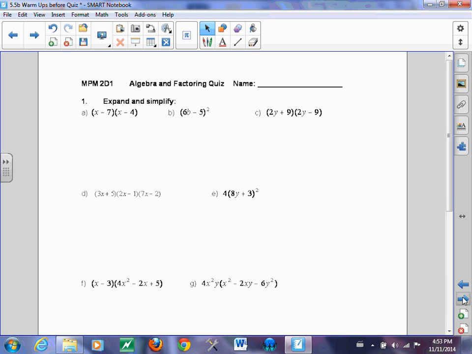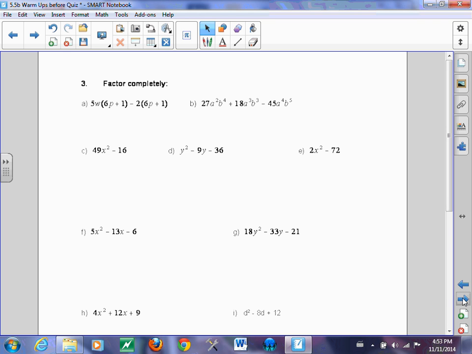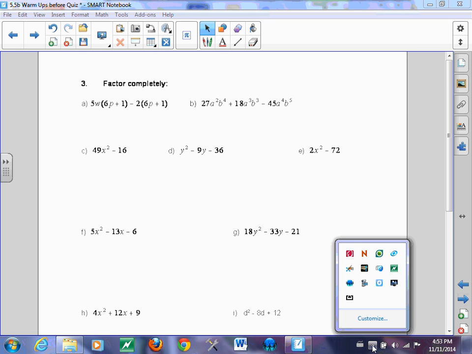And here's the quiz, ladies and gentlemen, 2 pages. All right, good luck, and try your best, because what's coming up is a review period and then your 5A quiz. So again, come see me if you need any help.